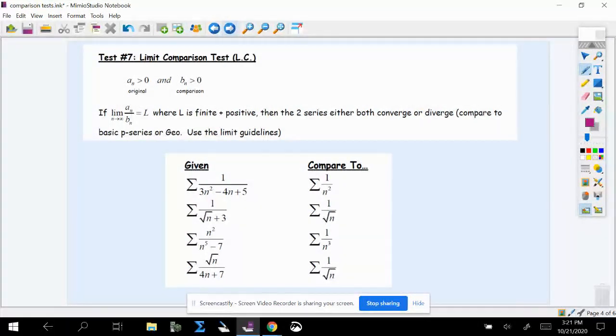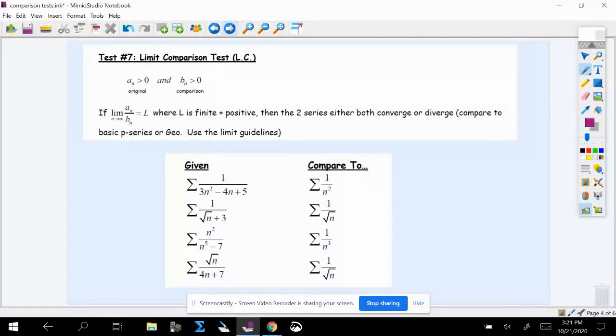Here's our second test of the day. Our second and final test of the day is called the limit comparison test. It is the 7th test that we've learned. I usually abbreviate it LC. With the limit comparison test, you are going to be looking at a given series, which we can just call the a sub n series, and we are looking at a comparison series. It should be something that's very similar to it. Both of these series are positive.